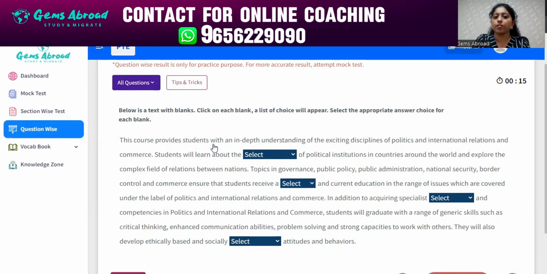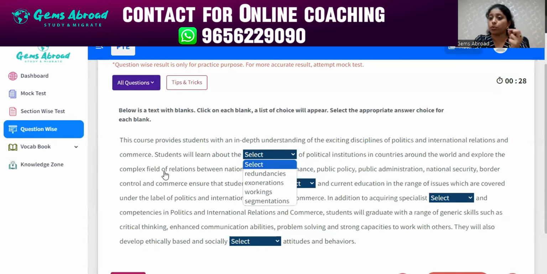This course provides students with an in-depth understanding of the exacting disciplines of politics, international relations and commerce. Students will learn about the dash of political institutions in countries around the world and explore the complex field of relations. Students will learn about the workings of political institutions in countries around the world and explore.